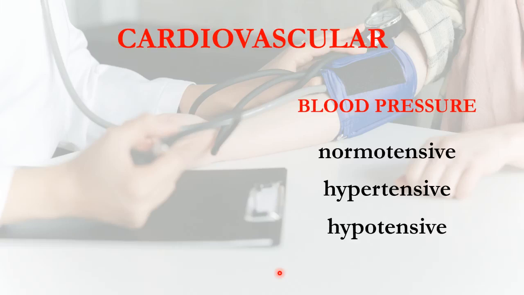Low. Hypo, low blood pressure. So, what's the normal blood pressure of an adult? Because in infants, it will be different. So, let's talk about adults here. That's 120 over 80 millimeters of mercury.